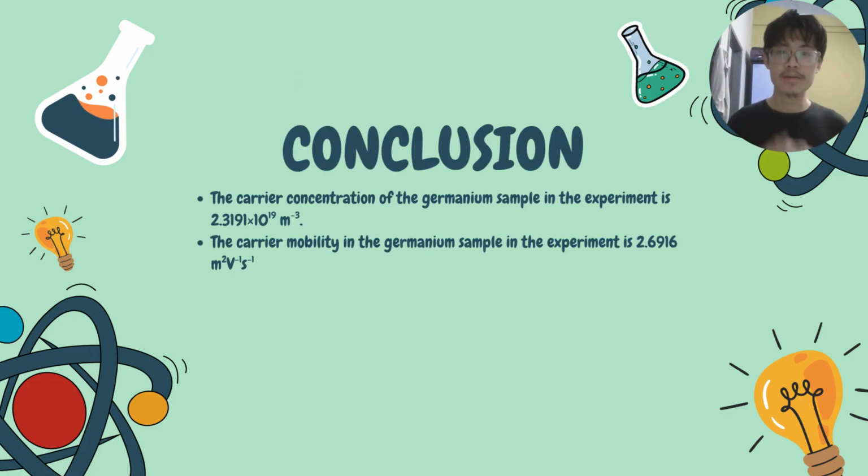In conclusion, the carrier concentration of the germanium sample in the experiment is 2.3191 times 10 power 19 per meter cube. The carrier mobility in the germanium sample in the experiment is 2.6916 meter square per volt per second.